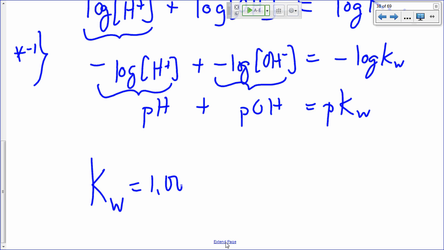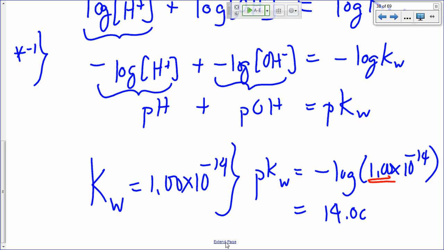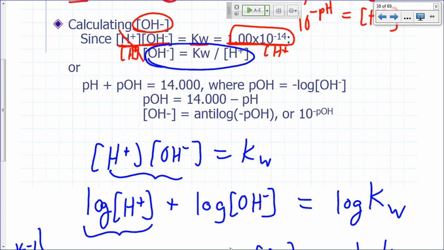Kw is 1.00 times 10 to the negative 14 at 25 degrees. So pKw would be the negative log of 1.00 times 10 to the negative 14. What would that be? Three significant digits, so that's 14 followed by 3 zeros. Three decimals, so 14.000. So pH plus pOH equals pKw, which is 14.000.